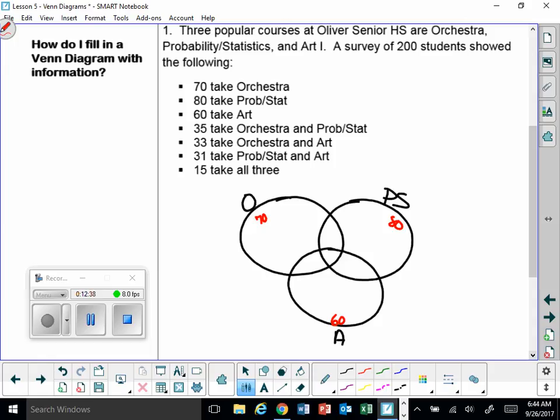35 take orchestra and prob stats. That's this overlap. That's going to add up to 35. Let's see. 33 take orchestra and art. So this little sliver is going to be 33. 31 take prob stat and art. 15 take all 3. Yay, that's a definite. Everything else I've got up here is scratch work. So now I need to go back and do a little subtraction, right? Okay, 15.